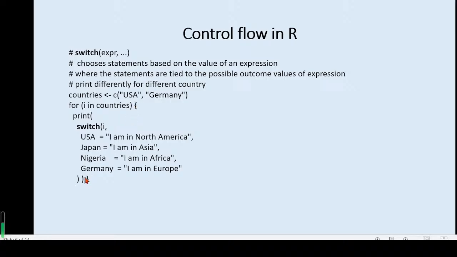Then inside the for loop braces, we can print. Inside the print parentheses, there is a switch function. So switch(i), this i is each country. Then with switch(i), we can match. If i equals one of these values, then this message on the right side will be printed out.